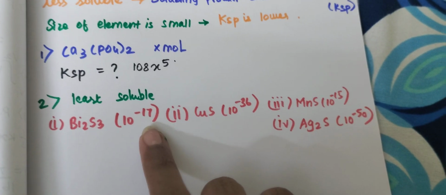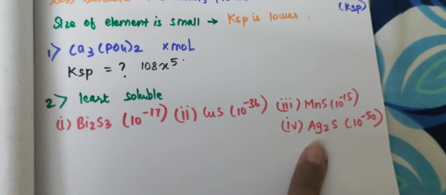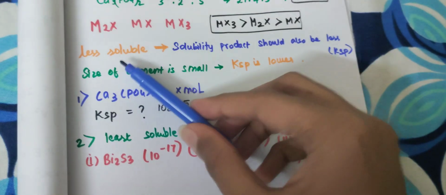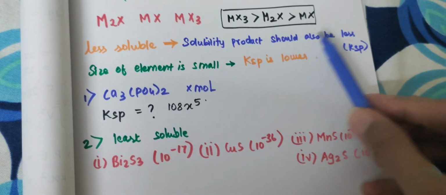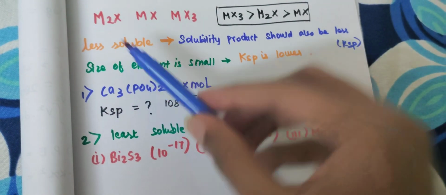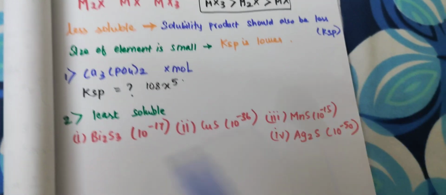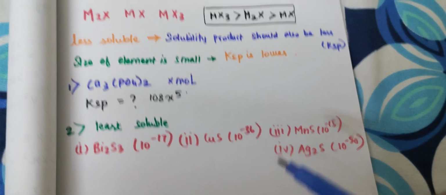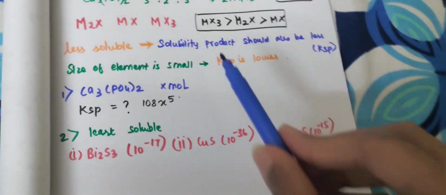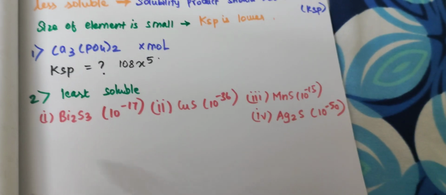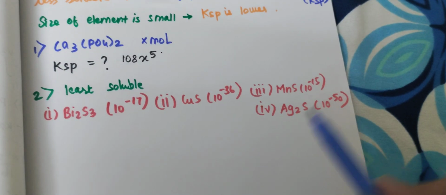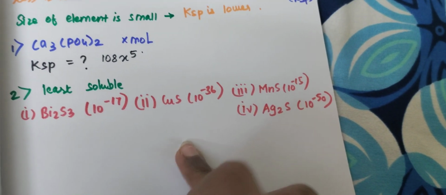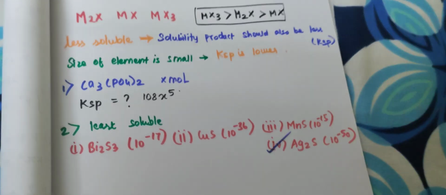The values given in the brackets are nothing but the KSP values. If you look at this point, it says that if the solubility product is less, then the salt is less soluble. So in these salts, the less soluble one should obviously have the lesser KSP value. Out of these 4 options, which option do you think has the lower KSP? The 4th option is the answer.